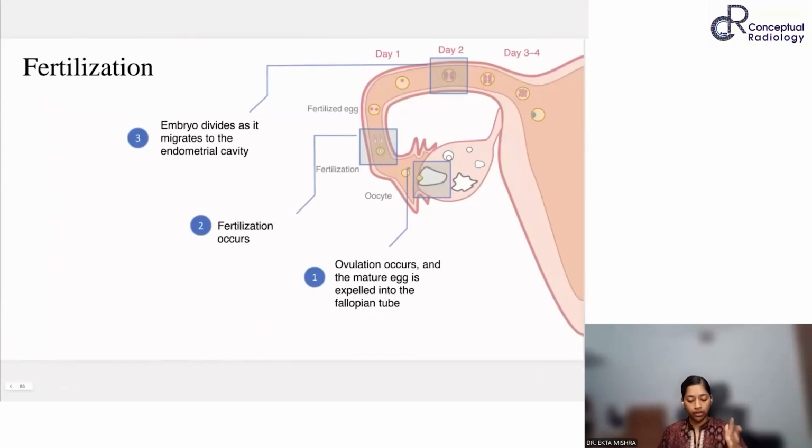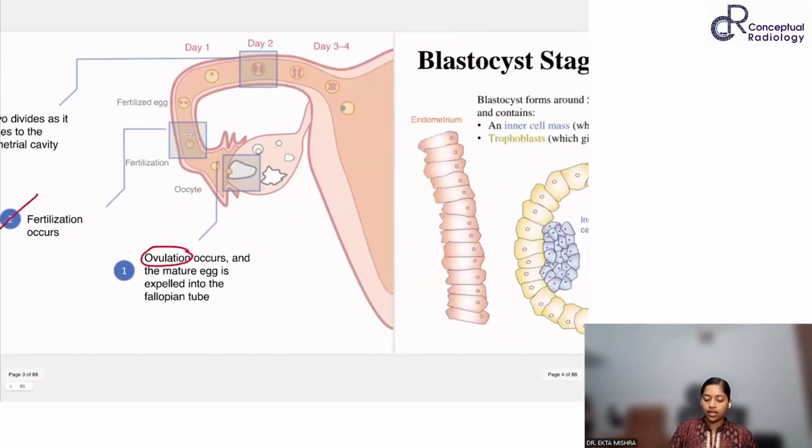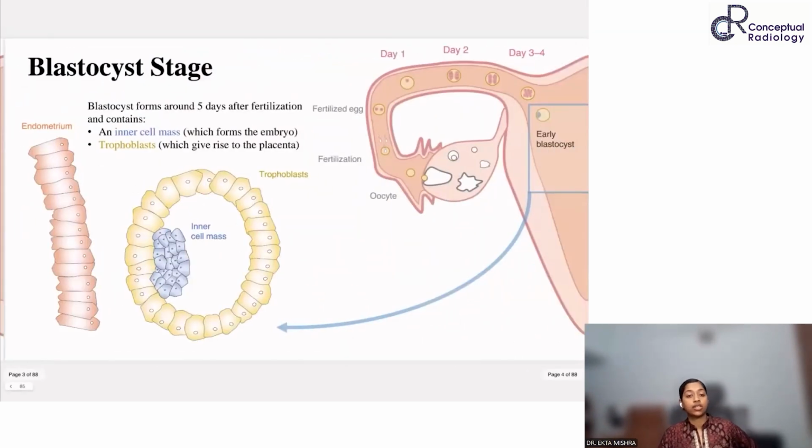So starting with fertilization, when you do follicular monitoring, the aim is to tell the date of ovulation so that fertilization can happen during that period. So once ovulation happens, fertilization occurs, and then the division starts. So day 2, division has started, and then we have the blastocyst stage, okay, at around 5th day.